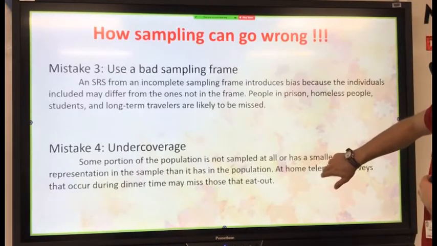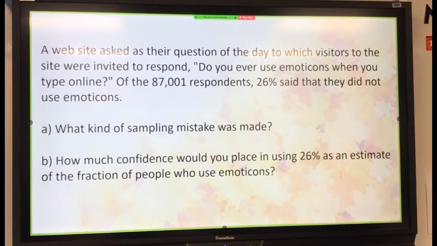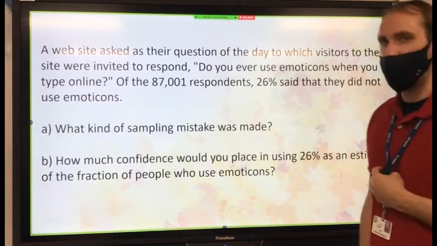And what was the other one? Undercoverage. Do you think they missed anything? Yeah, I don't think there was too much undercoverage. At least not from just the information we're given. So how much confidence would you place in using 26% as an estimate of the fraction of people who use emoticons?